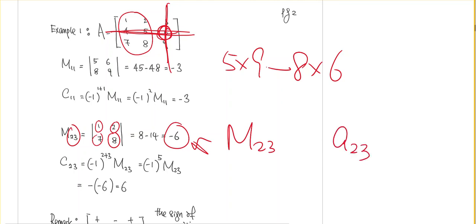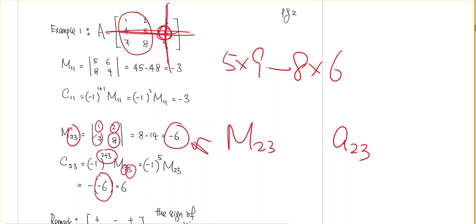And how about the cofactor? The cofactor is going to be the minor, but in front of it you will have to multiply a sign. It could be positive or negative, depending on the position. So how do we determine the sign? We have to look at the sum of the row and the column. In this case, the row and the column add up to 5. So you will have to take -1 raised to the power of 5, which will give you a negative value.